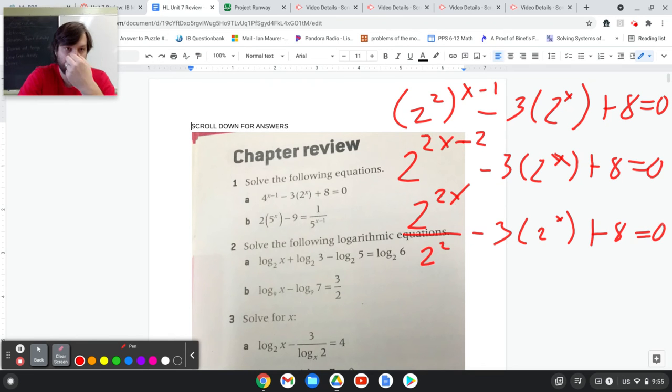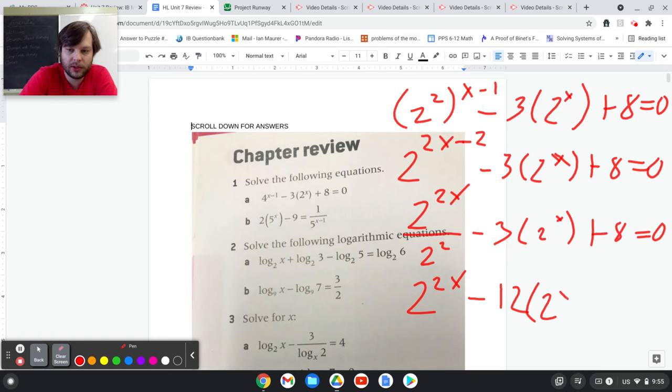And then I'm going to make it into a monic quadratic. So multiply everything by 2 squared. Multiply everything by 4. So you have 2 to the 2x, 4 times 3, so 12, times 2 to the x, 4 times 8 is 32, 4 times 0 is 0. 2 to the 2x is 2 to the x squared.